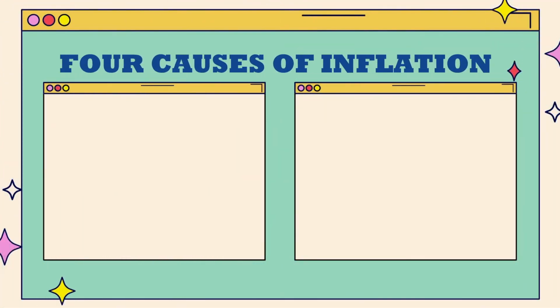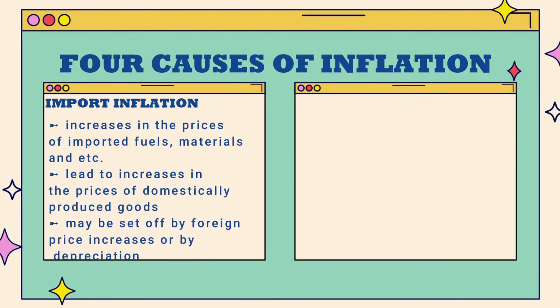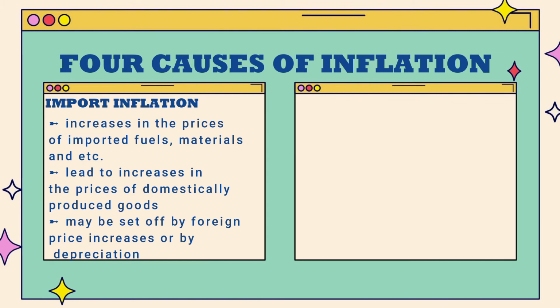The third cause is import inflation. This is when increases in prices of imported fuels, materials, and components increase domestic costs of production and lead to increases in the prices of domestically produced goods. Imported inflation may be set off by foreign price increases or by depreciation of a country's exchange rate.